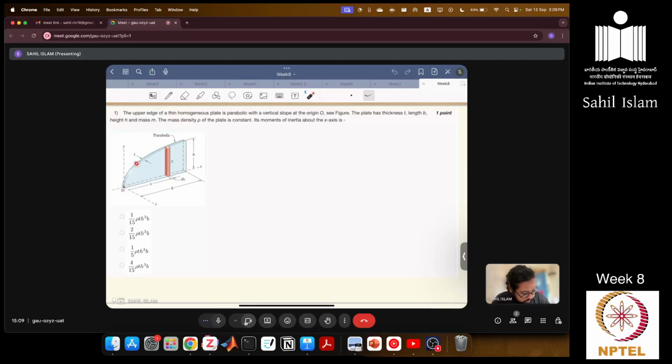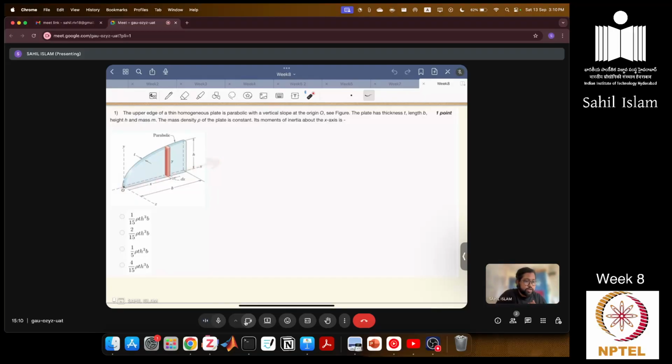So this thickness is T, and the length is b, and the height is h, and the total mass is M. The mass density rho of the plate is constant. Constant mass density means mass per unit volume is constant. For any given volume here, you will have a constant mass. And we are asked for its moment of inertia about the x-axis.